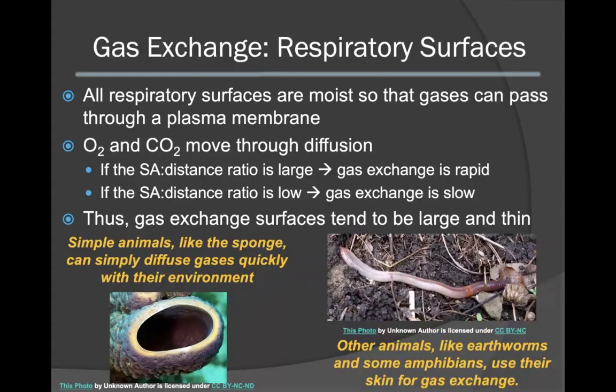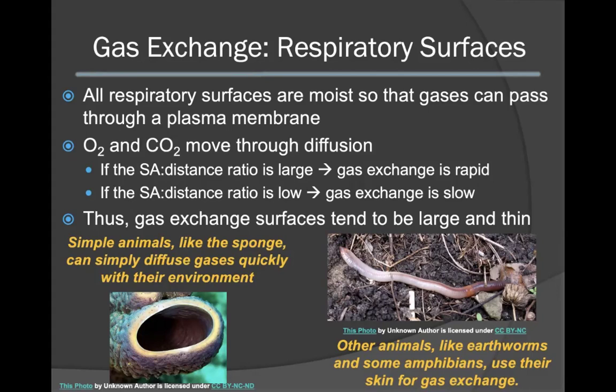In general, respiratory surfaces need to be kept moist so that gases can easily pass through the plasma membrane. Oxygen and carbon dioxide are considered small and nonpolar molecules. As a result, they can easily move through the process of diffusion. In general, if the surface area to distance ratio is large, gas exchange can occur rapidly. However, if the surface area to distance ratio is low, gas exchange will be much slower. As a result, gas exchange surfaces in general tend to be large and very thin.